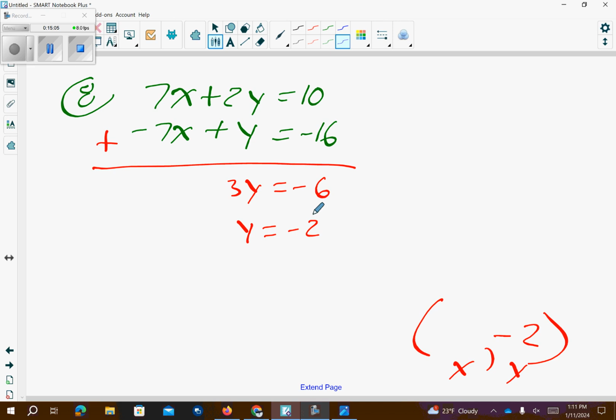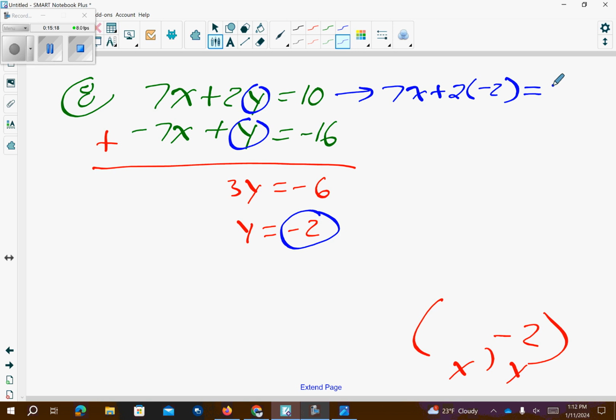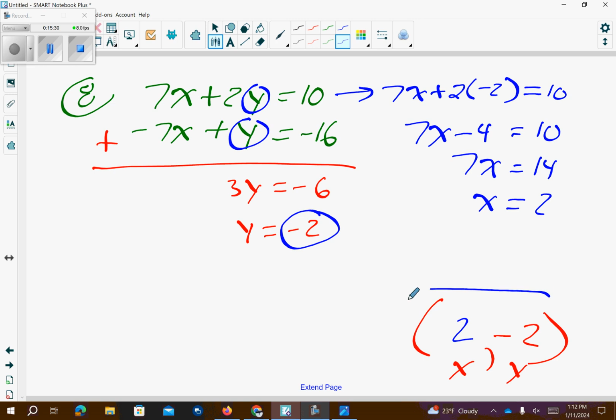All right, I'm going to take this y value here, and I'm going to plug it in on either the top one or the bottom one. It doesn't matter. I might plug it in on the top, so I get 7x plus 2. Y used to be there, but now it's going to be a negative 2. And then just do the math. 7x, 2 times negative 2 is negative 4. Add 4 to both sides. Divide by 7. Done. There's our answer.